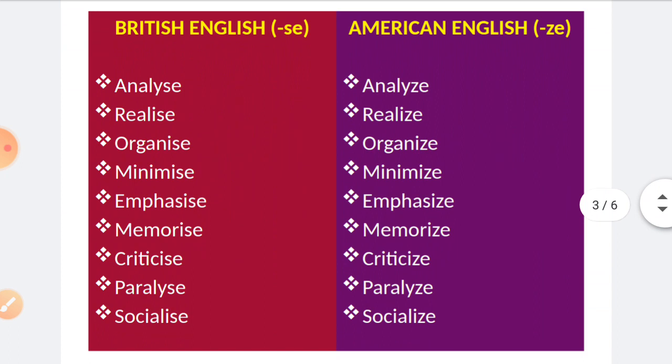Now, the next set of words. Analyze, for instance, in British English is ANALYSE, whereas in American English, the same word is ANALYZE. Realize is REALISE in British English. In American English, it is REALIZE. The similar thing is also seen in other words that are mentioned here: organize, minimize, emphasize, memorize, criticize, and so on. So the difference is that SE is replaced with ZE in American English. That's the next orthographic difference between the two.